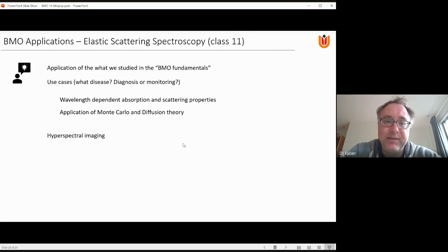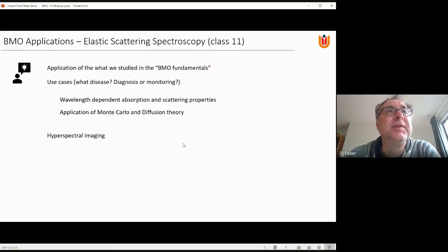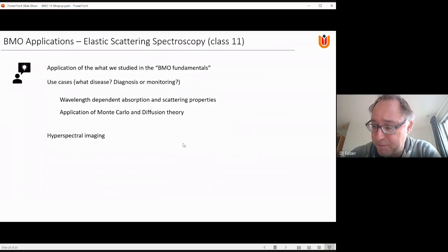So when is this technique used? Where can you use it for? Is it used for diagnosis or for monitoring? And finally, DIRK also introduced as a relatively new technique, hyperspectral imaging. I think Maurice also talked about that later.